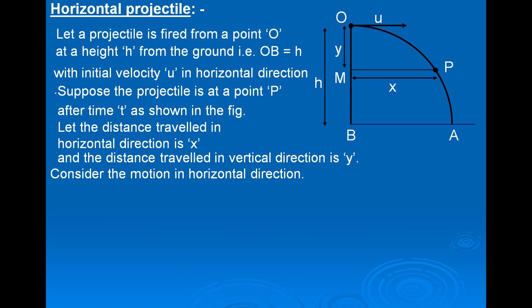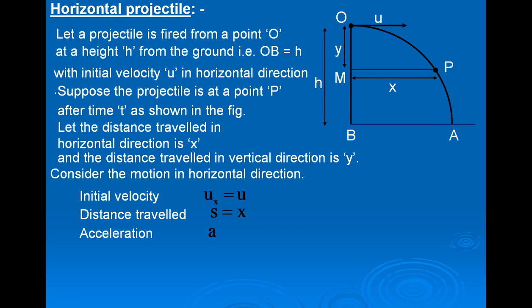Now consider the motion in the horizontal direction. Initial velocity ux is equal to u. Distance traveled s is equal to x. Acceleration ax is equal to 0, because the only acceleration is the acceleration due to gravity, which is in the downward direction, and there is no acceleration in the horizontal direction. Time taken is equal to t.